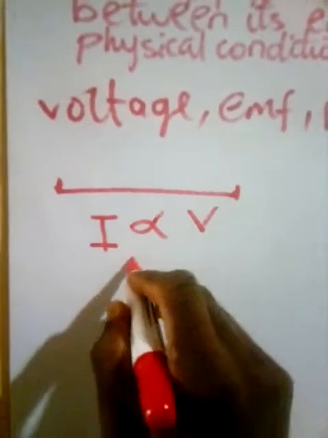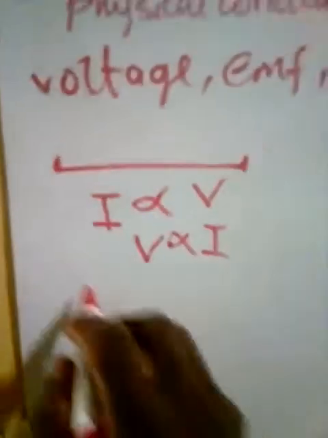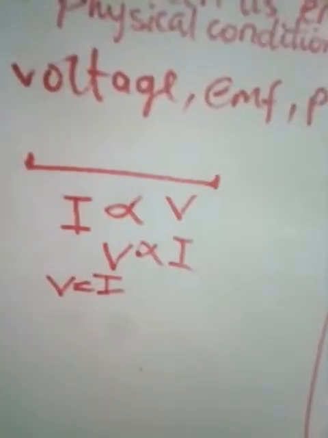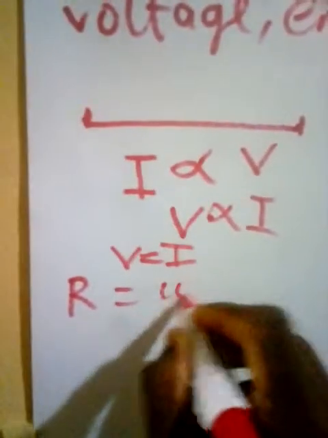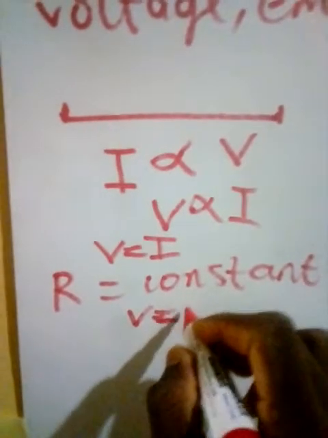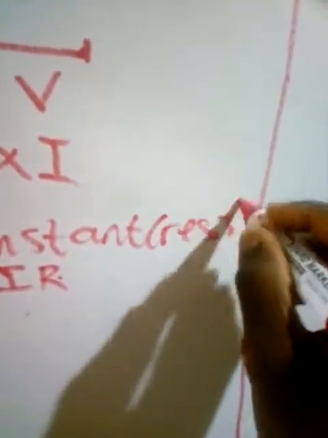That gives us V proportional to I, so I have to introduce a constant, which I'll call the ohmic constant, and take it to be R. So V will be equal to I R. R here stands for resistance.